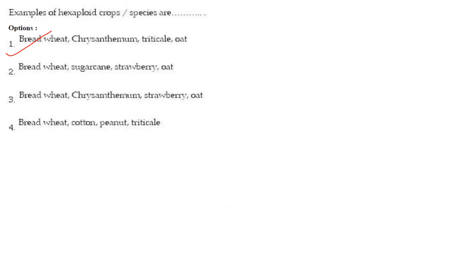Next one, examples of hexaploid crops or species are: option 1 bread wheat, chrysanthemum, triticale, oat; option 2 bread wheat, sugarcane, strawberry, oat; 3 bread wheat, chrysanthemum, strawberry, oat; and 4 bread wheat, cotton, peanut, triticale. Answer is option 1 bread wheat, chrysanthemum, triticale and oat.